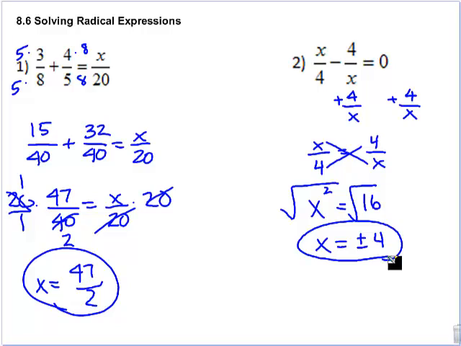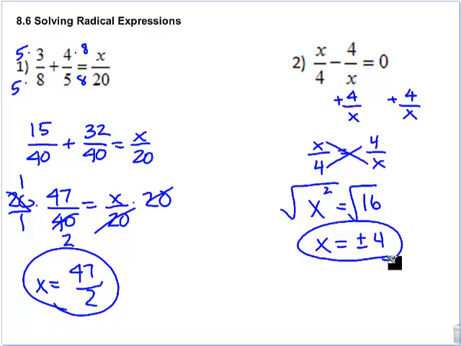We added this. We didn't flip anything. We added the 4 over x to the other side. So we could have one fraction equaling one fraction. Okay? Is this okay?